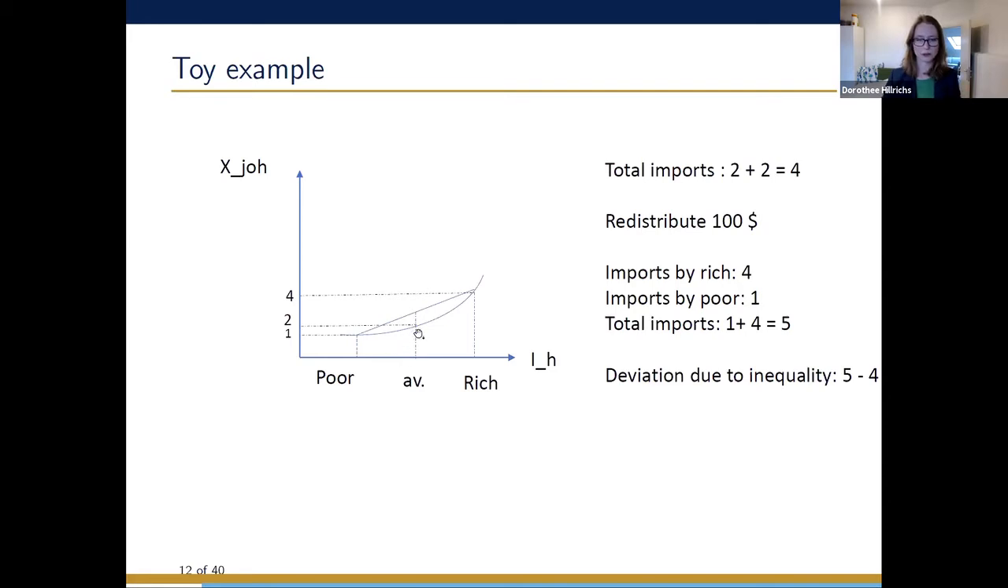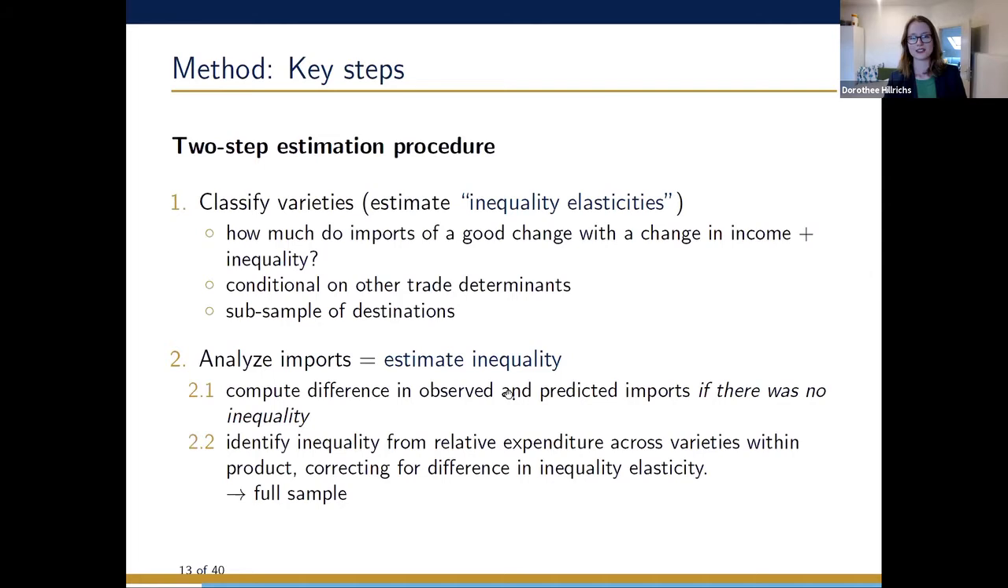And the deviation between the spending on wine at the average income and the spending when we have inequality, this is what we exploit to learn about inequality. And this is due to this curvature, by how much the wine expenditure changes as income rises. So our method has 2 key steps, because crucial is to know this change in the expenditure as income grows.